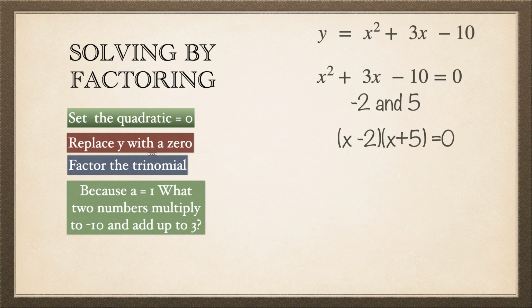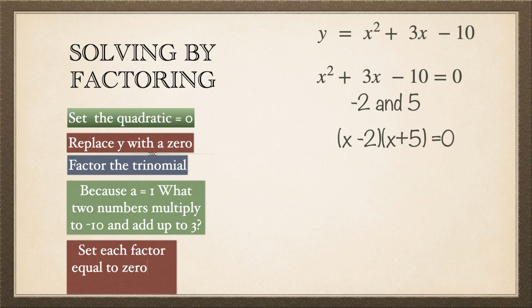So remember when we said it was really important for you to understand how to do this? Now you can see why, because we are still using it and you're going to continue using it. So now here's where it changes again. We're going to set each of those factors equal to 0. That means I have x minus 2, that's one of my two factors, and x plus 5, that's my second factor. So I'm going to set x minus 2 equal to 0, and x plus 5 equal to 0.